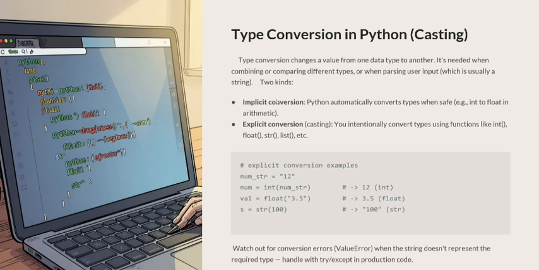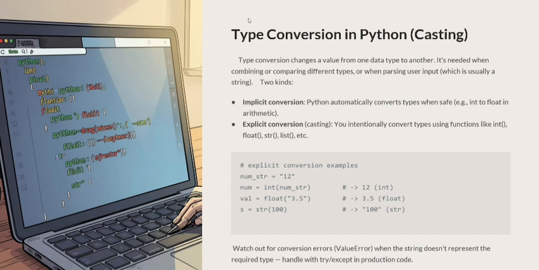Okay, so types of conversion. Implicit conversions happen automatically by Python, and Python converts one data type into another when it is safe. Example, suppose we have an integer and a float. Integer is 5 and float is 2.5. Python automatically converts the integer into float. The result becomes 7.5 because Python wants to avoid losing information.